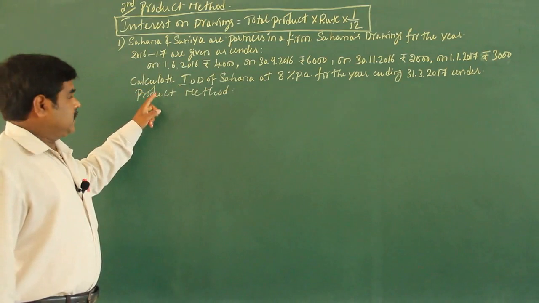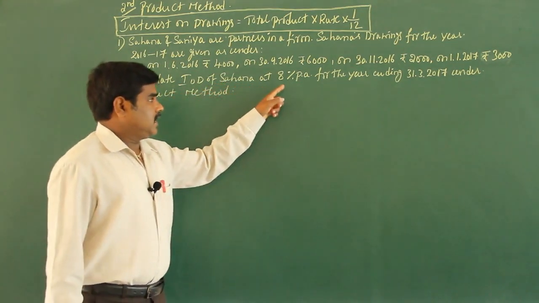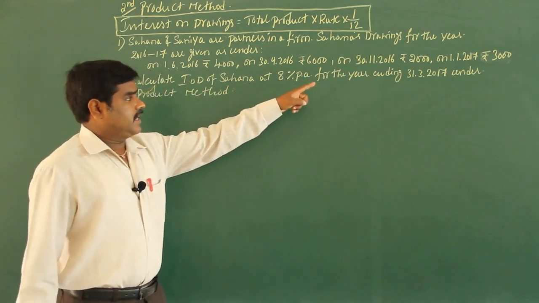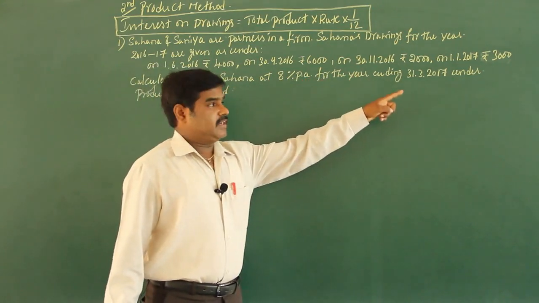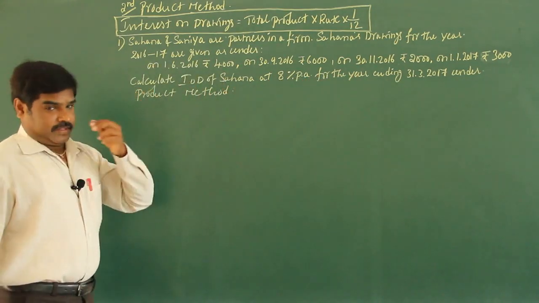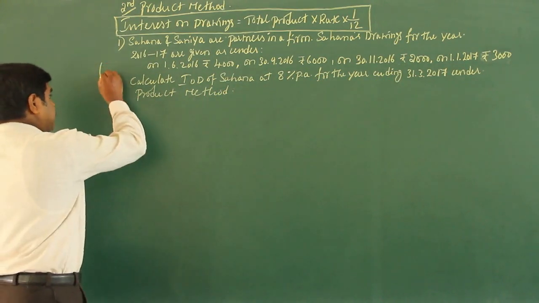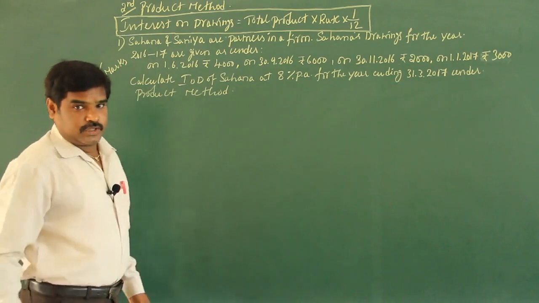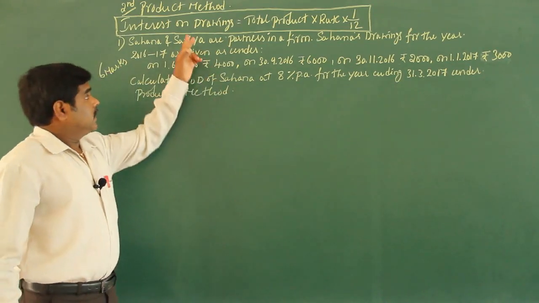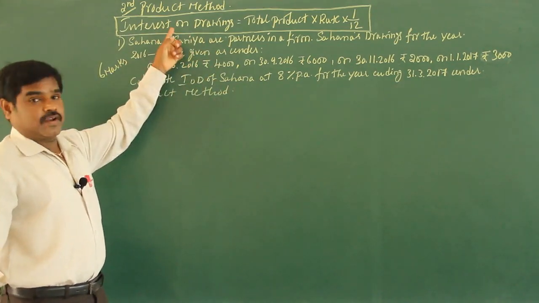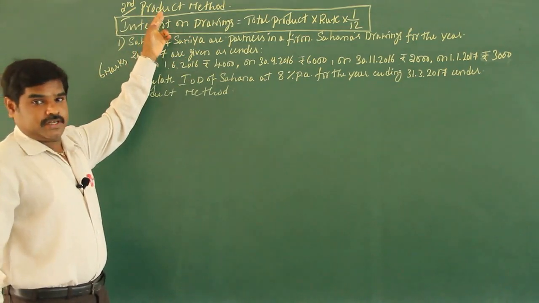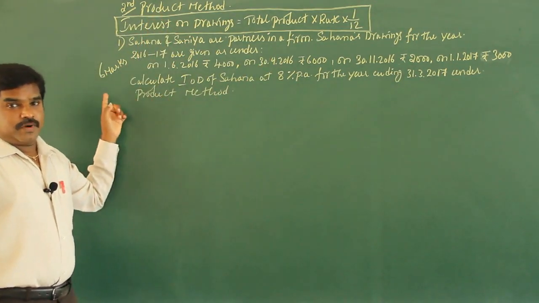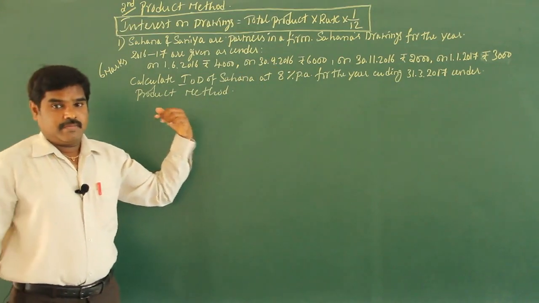The problem says: calculate interest on Sahana's drawings at 8% per annum for the year ending 31st March 2017 under the product method. Of course, this is important for 6 marks. I'm going to solve the problem; you have to write the problem, write the formula, and write the heading product method. The question is repeated many times.